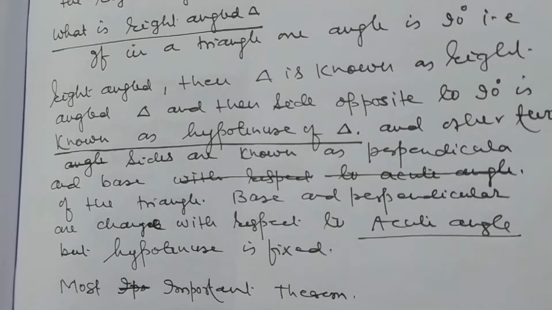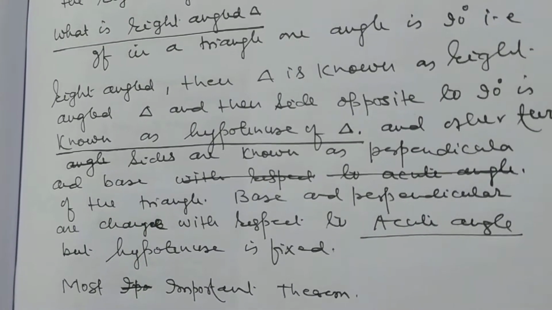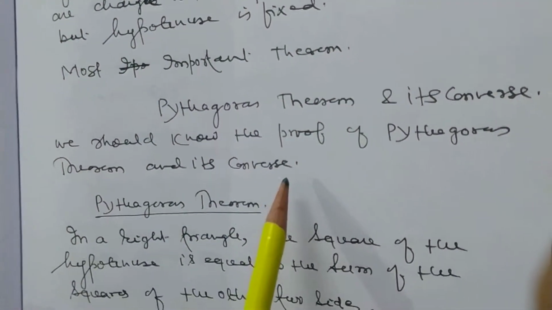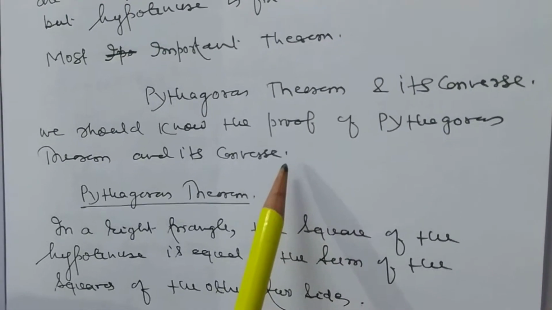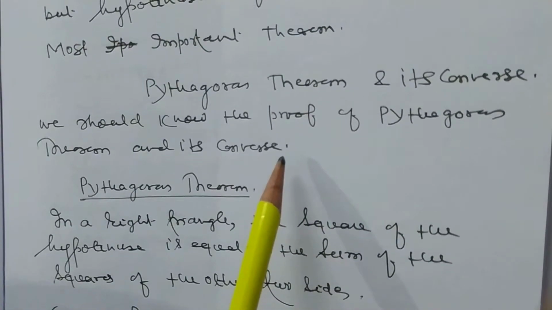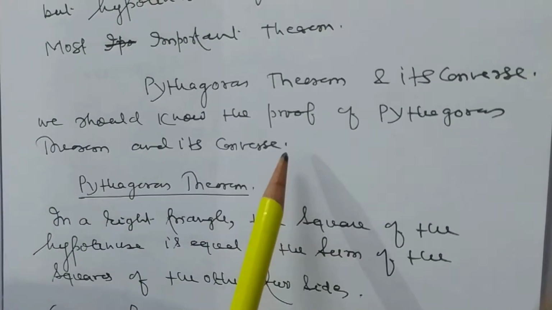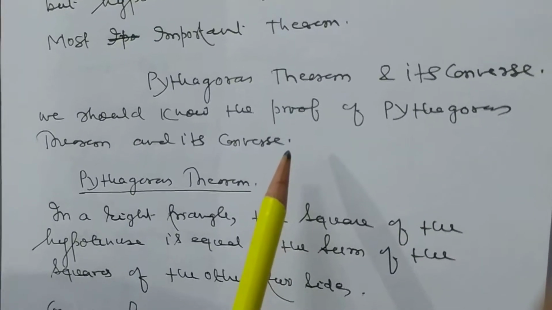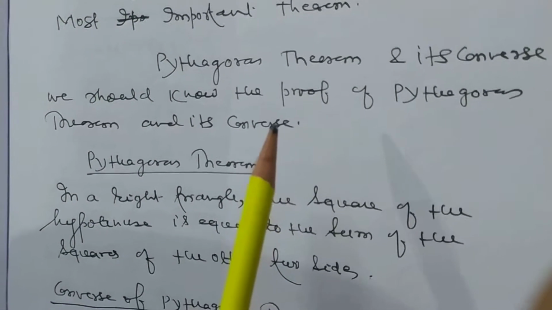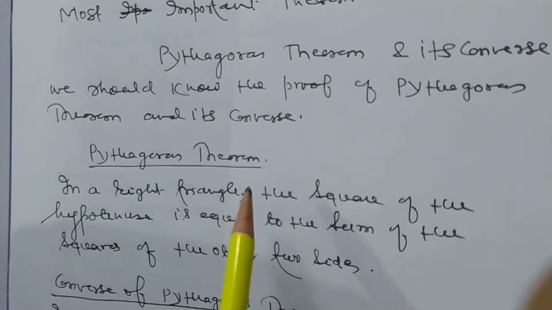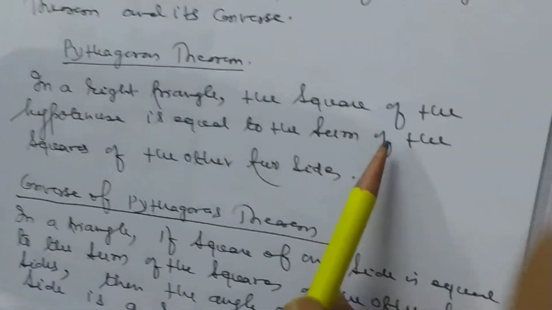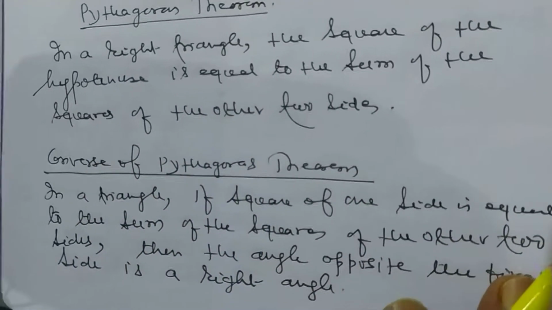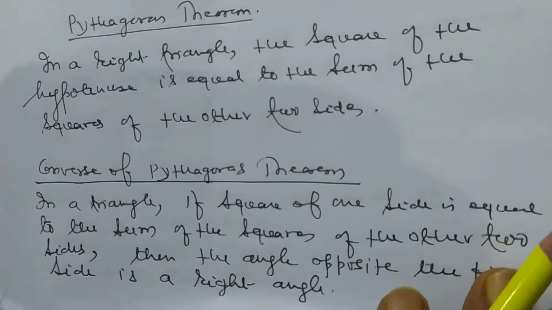And I will discuss the most important theorem, Pythagoras theorem, and its converse also. My dear student, the proof of converse is not in the syllabus, but it is very beneficial to solve the problem of right angle triangle. So my dear student, what is Pythagoras theorem? In a right angle triangle, the square of the hypotenuse is equal to the sum of the square of the other two sides. And what is converse of Pythagoras theorem?